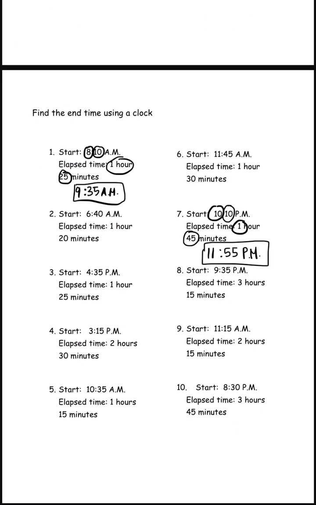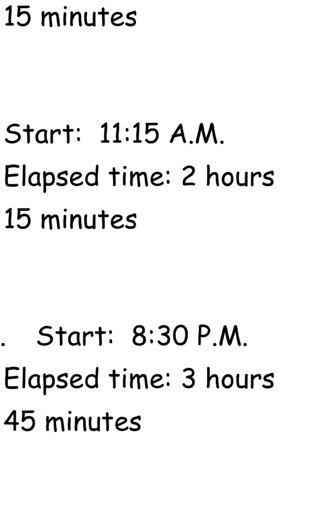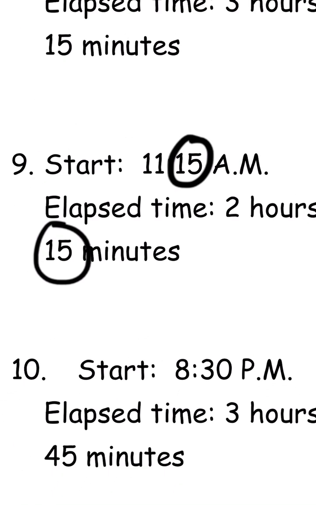Let's look at number 9. So for number 9, it says the start time is 11:15 a.m. and the elapsed time is 2 hours and 15 minutes. So for this one, it would change to p.m. since it passes 12 o'clock. So we need to first add 15 minutes to the minute side. So 15 plus 15 is 30.